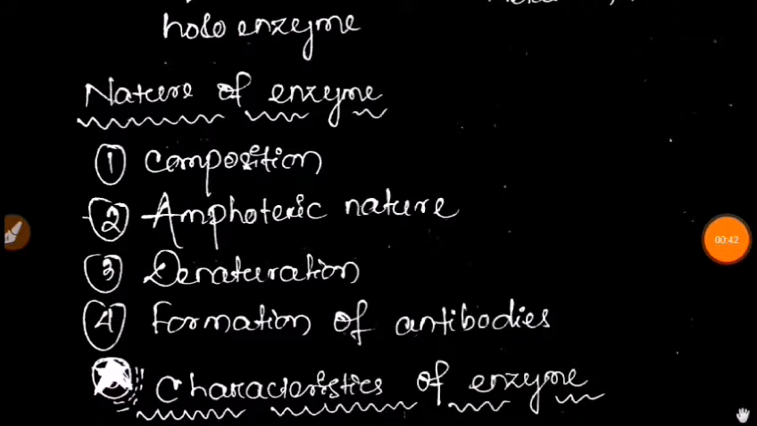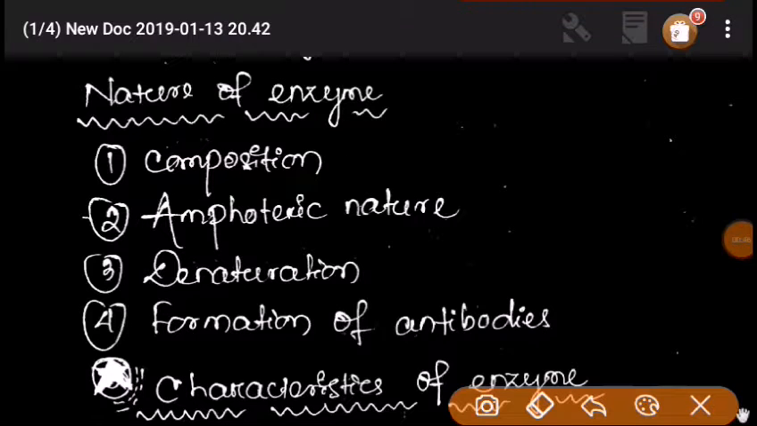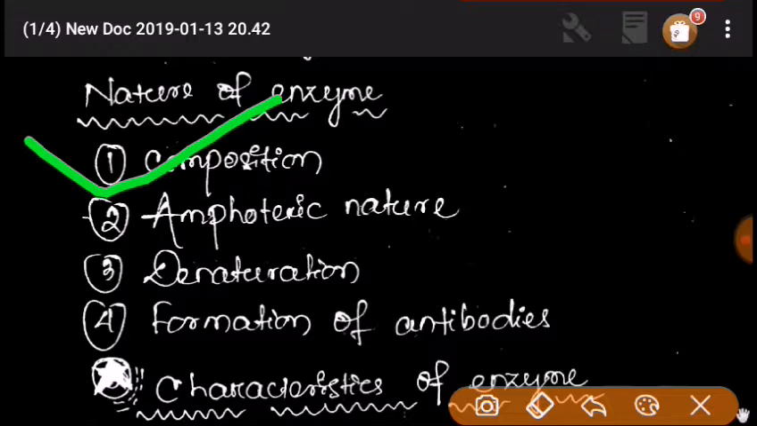Then I come to the nature of enzyme. At first, composition. Enzymes show the usual proportion of carbon, hydrogen, nitrogen and sulfur as in protein. Such enzymes on hydrolysis produce amino acids. Next I come to amphoteric nature. Like protein, enzymes behave as amphoteric.